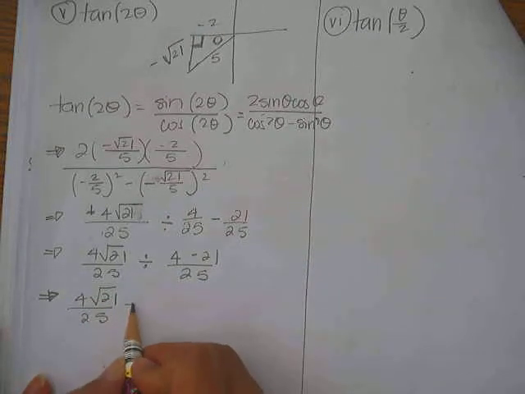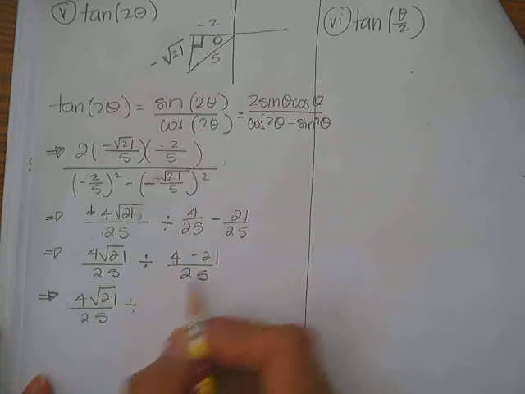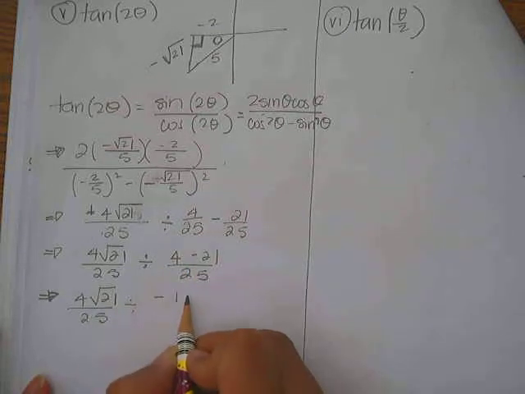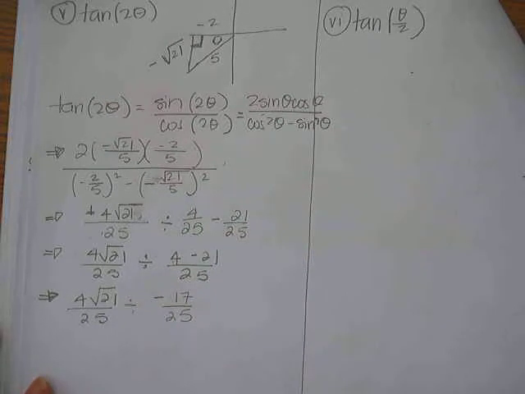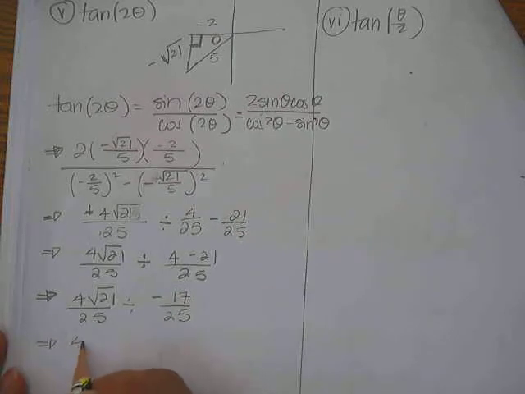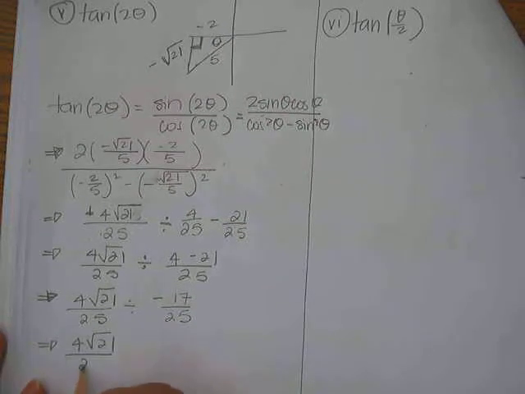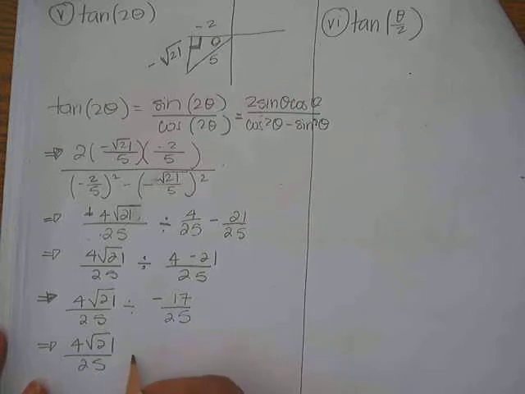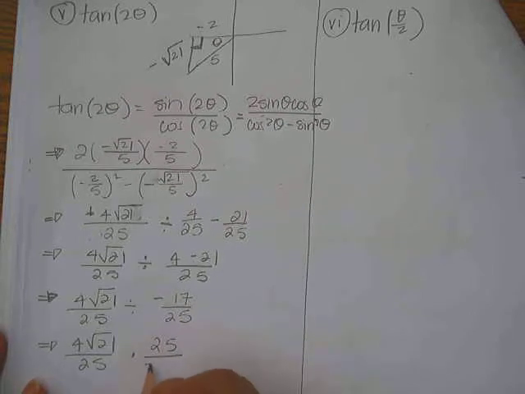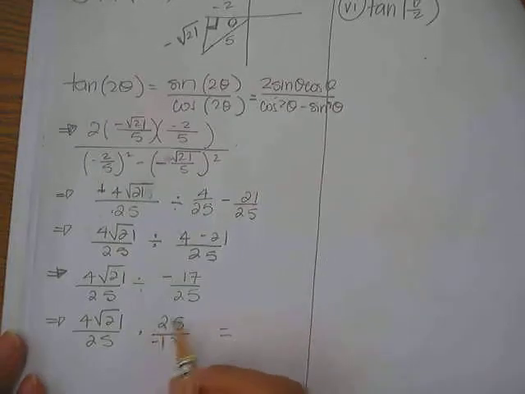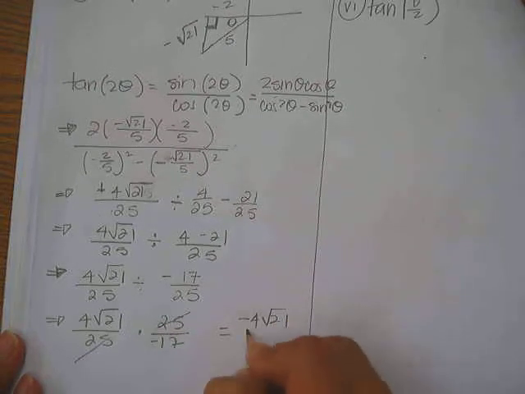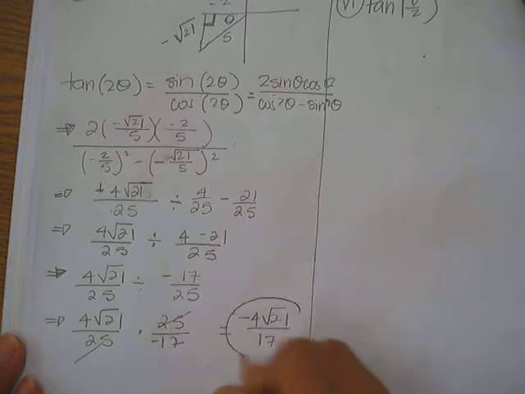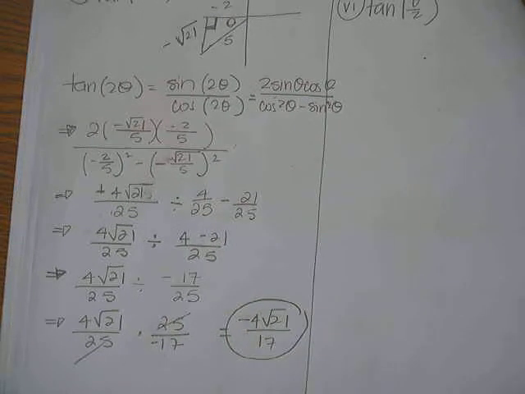So we're going to divide. 4 minus 21 is going to be a negative. Negative what? Thank you. When we're dividing, we're going to take its reciprocal. So 4 rad 21 over 5 times 25 over negative 17. These will cancel. So now we're ending up with a negative 4 rad 21 all over 17. So that is our tangent.